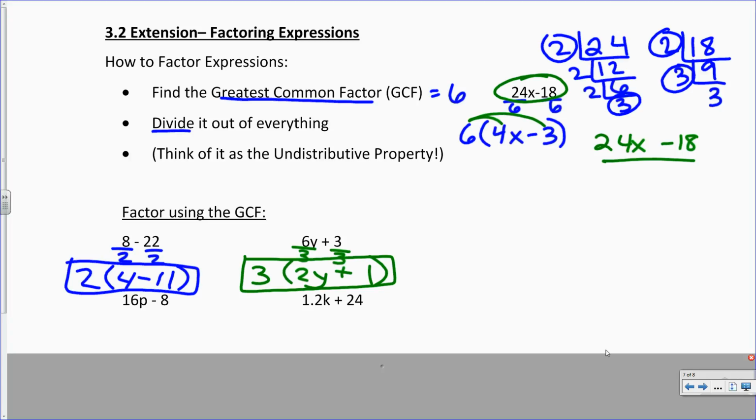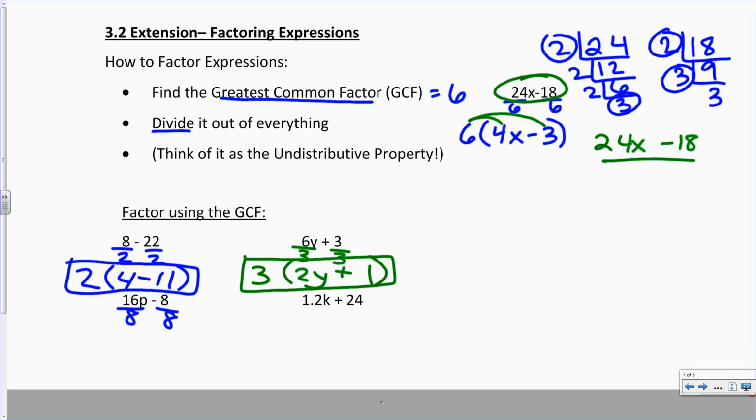Okay, the next one I have 16p minus 8. The number that goes into both of those is 8. So I'm going to divide by 8. 16 divided by 8 is 2. Keep my variable p.